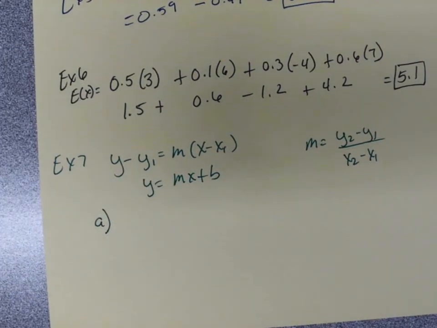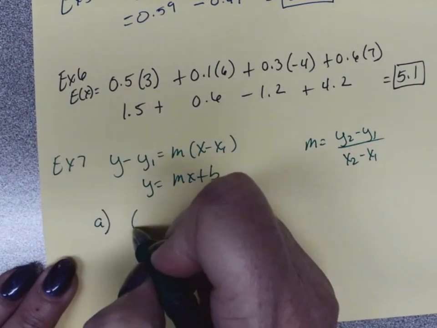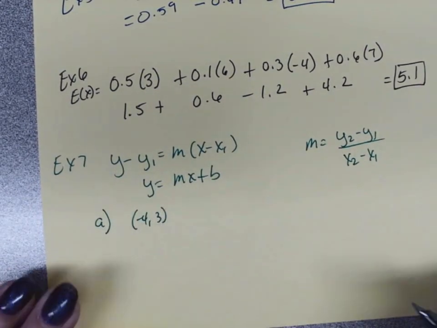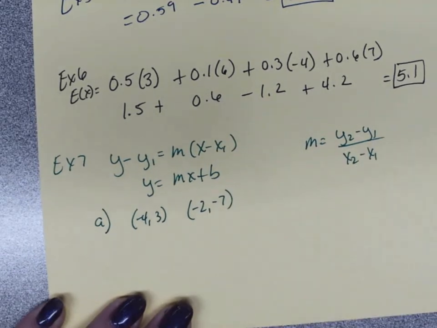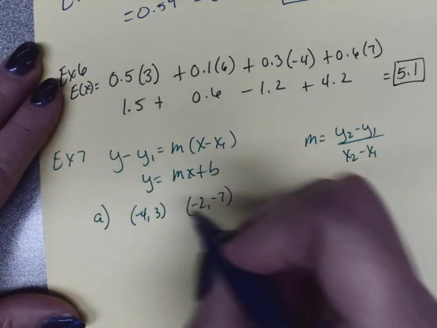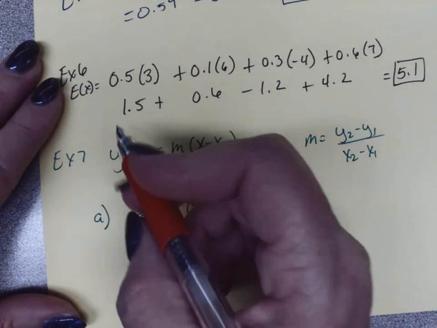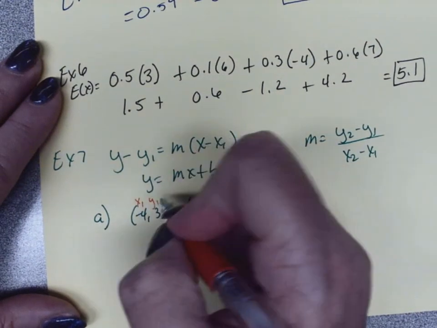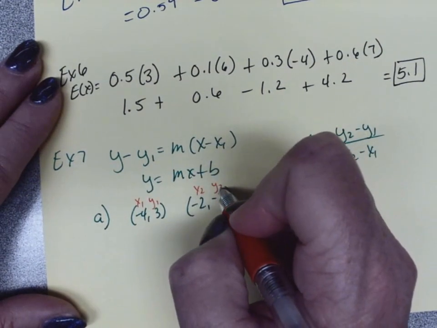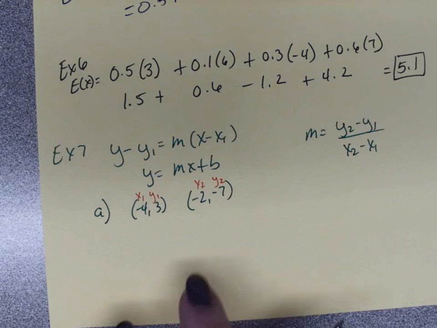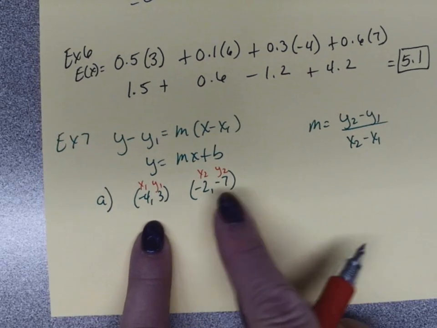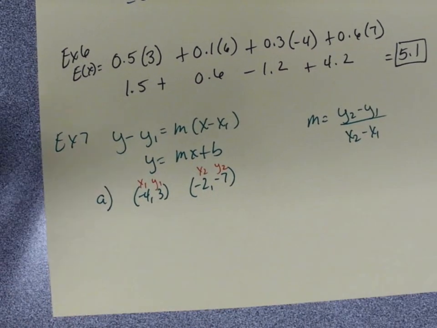All right, so for part A, we have a point at negative 4, 3 and negative 2, negative 7. So this is going to be our x sub 1, y sub 1, x sub 2, y sub 2, because this is our first point, that's our second point. It doesn't matter which point you put first and which one you put second, it'll all work out. I am not given a slope here, so the first thing I have to do is find the slope.